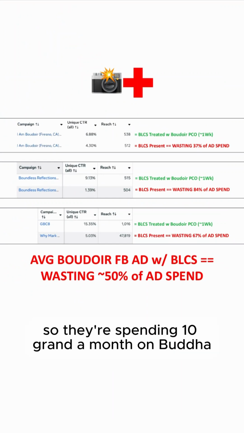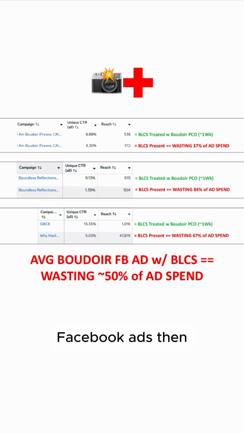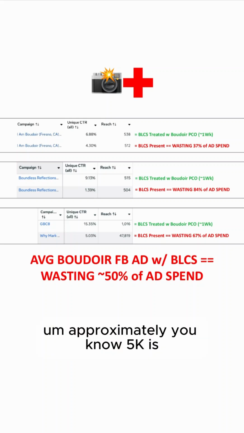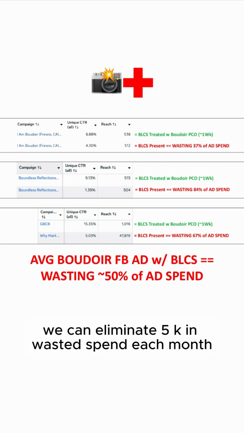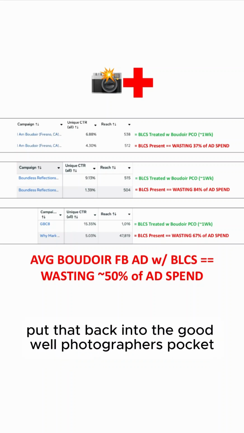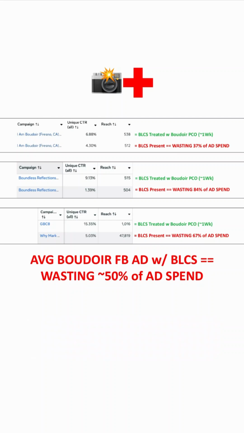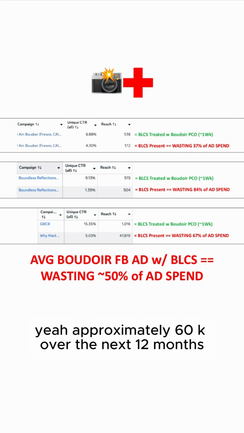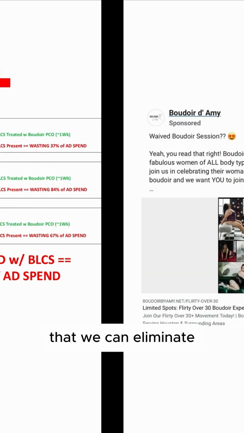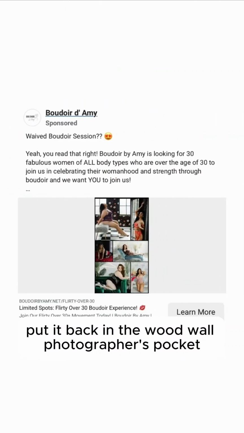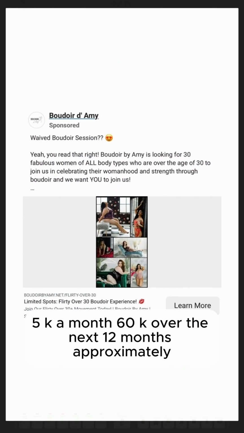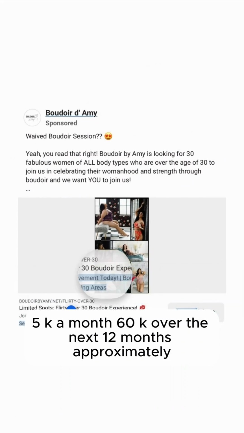So if they're spending 10 grand a month on Boudoir Facebook ads, then approximately 5K is wasted spend each month that we can eliminate and put back into the Boudoir photographer's pocket. So that'd be saving approximately 60K over the next 12 months. Put it back in the Boudoir photographer's pocket, 5K a month, 60K over the next 12 months approximately.